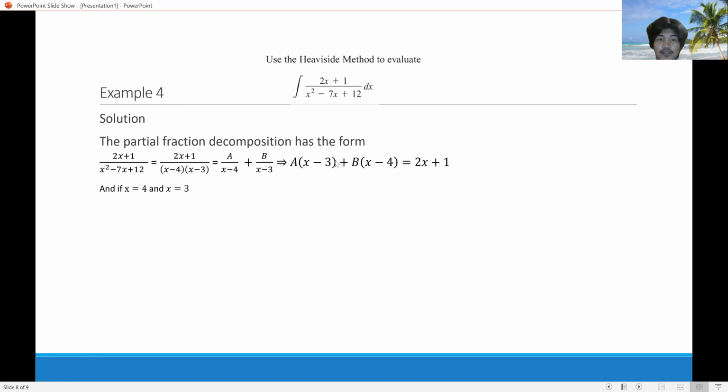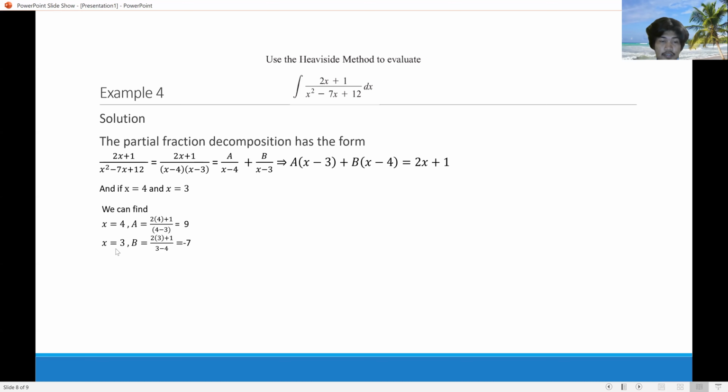Also, by covering this part, we get x equal to 4, and this part, x equal to 3. In order to find a, we need to cover x minus 4, because if you plug x equal to 4 in here, it will be 0. So we cover x minus 4 and get 2 times 4 plus 1 over 4 minus 3. That will be 9.